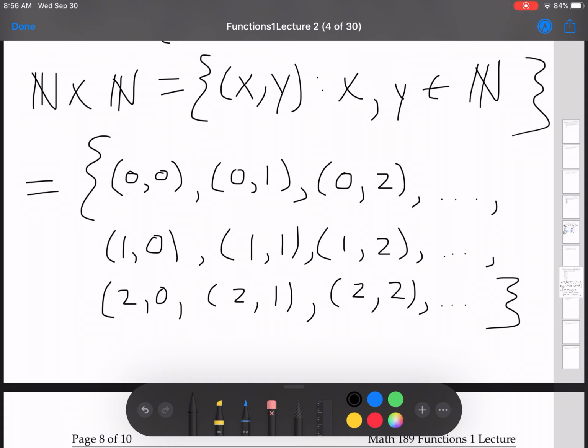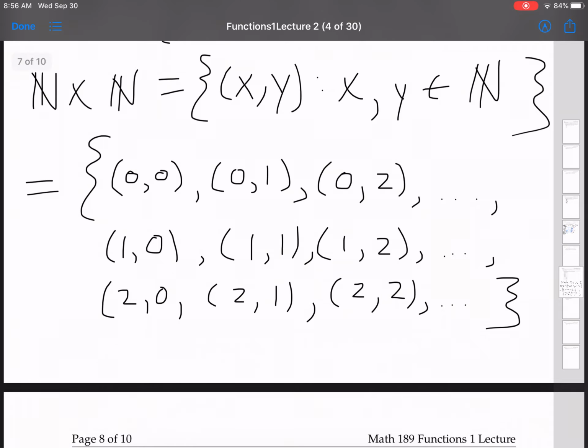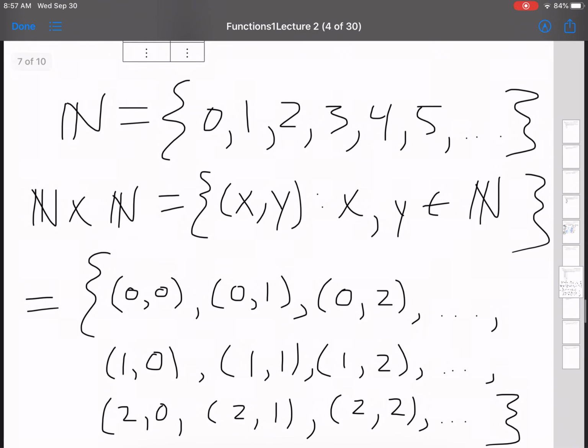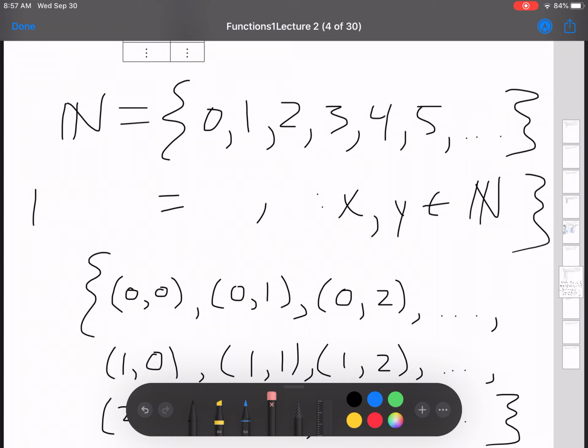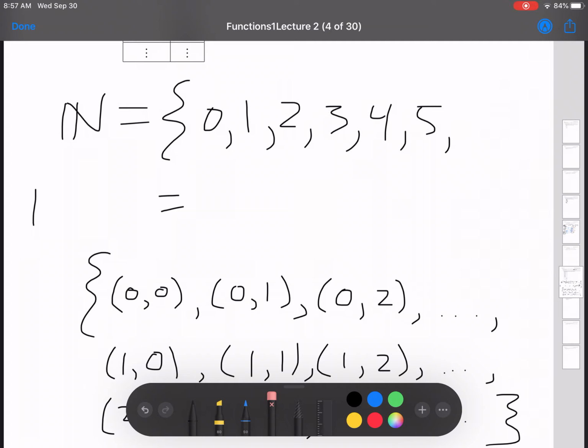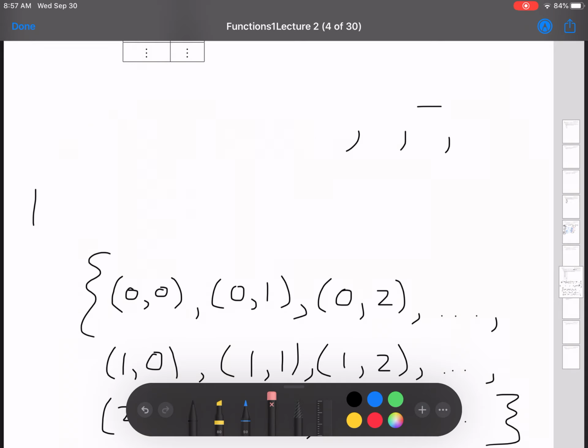All right, so another way of looking at this is to think of it on a grid, on XY axes, coordinate axes, I guess that's what they call it. Remember this was N cross N. We wrote them out like that.